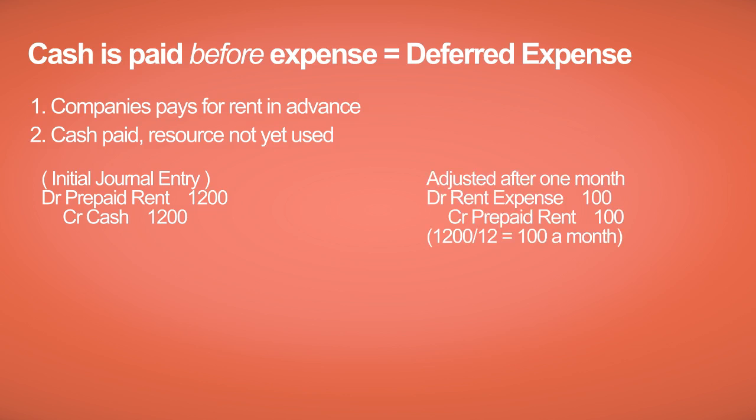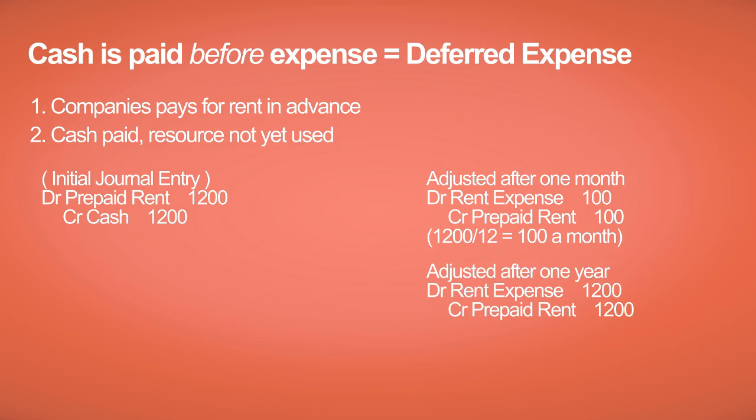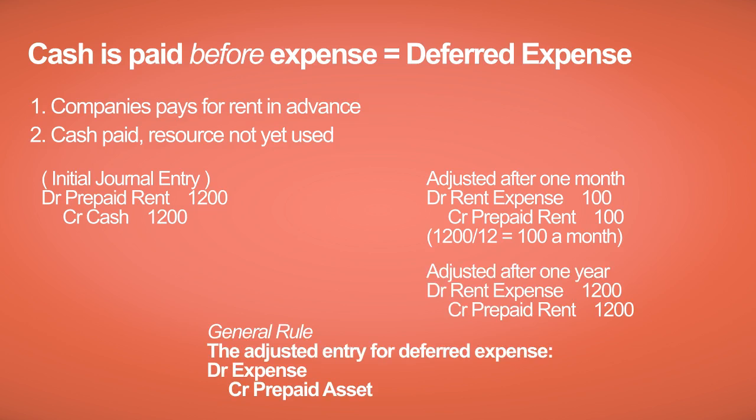If the period is 1 month, it will appear as a debit for rent expense of $100 and credit prepaid rent $100, as 1 month's worth of the asset is used. For the year, it would simply be $1,200. Generally, we debit an expense and credit a prepaid asset.